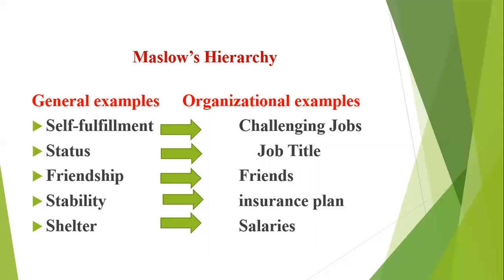The last one, shelter. Shelter means, if I get a good salary, then I'm going to get a good house, I'm going to get good food, I'm going to get a good life. Okay, this is the application of the Maslow hierarchy.